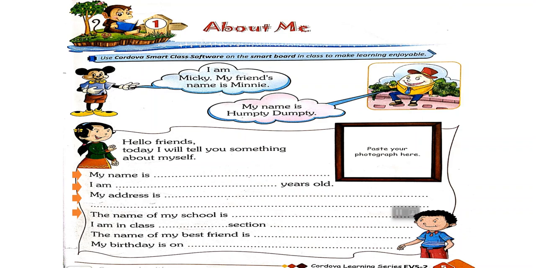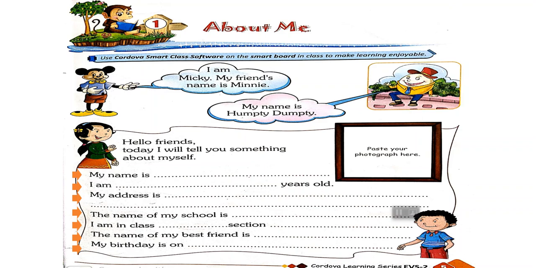Then the next one says, the name of my school is. Here all of you will write GD Goenka Public School. And the next one says, I am in class. Everybody is in which class? In class 2. And your section name. The next one says, the name of my best friend is. So you will write the name of your best friend here.